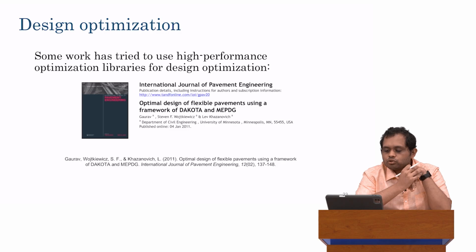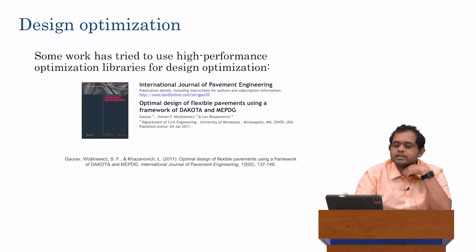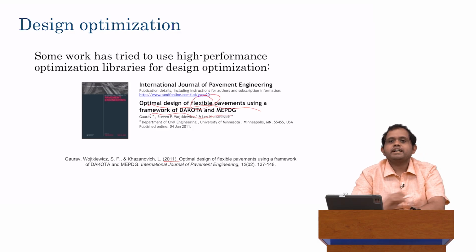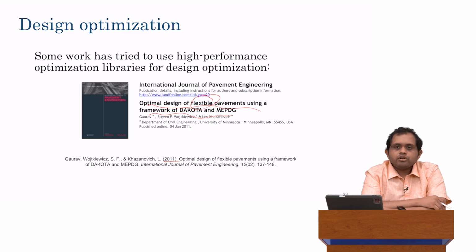So this paper which I'm showing over here is from the International Journal of Pavement Engineering. I was not associated with it, but it's from 2011, a good paper. Optimal design of flexible pavements. So it's about flexible pavements, but it equally applies to rigid pavements. Optimal design of flexible pavements using a framework of Dakota and MEPDG. So MEPDG, we already know what that is.